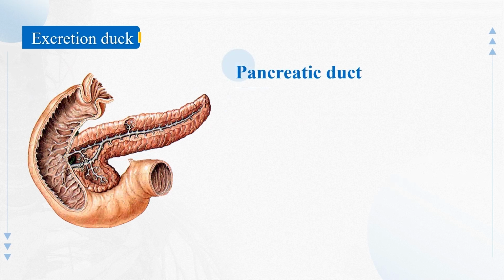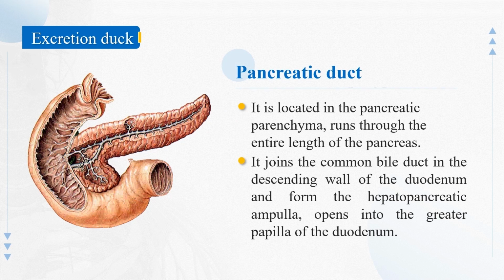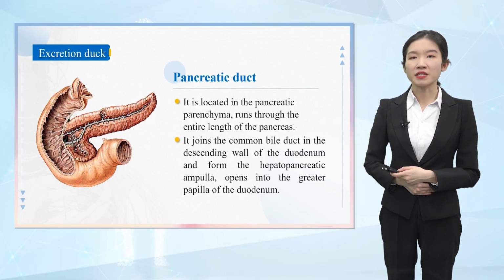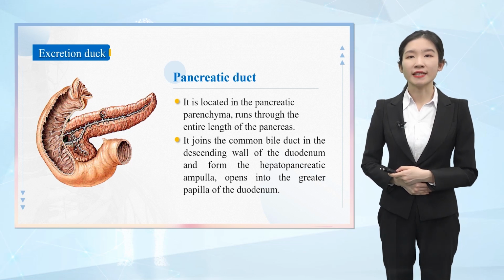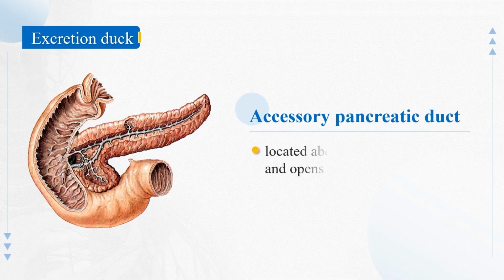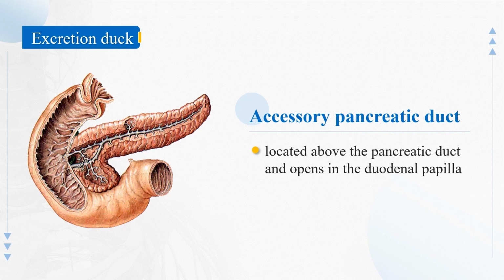Excretory duct. Pancreatic duct is located in the pancreatic parenchyma, runs through the entire length of the pancreas, and it joins the common bile duct in the descending wall of the duodenum and forms the hepatopancreatic ampulla, which opens into the greater papilla of the duodenum. Next, accessory pancreatic duct.